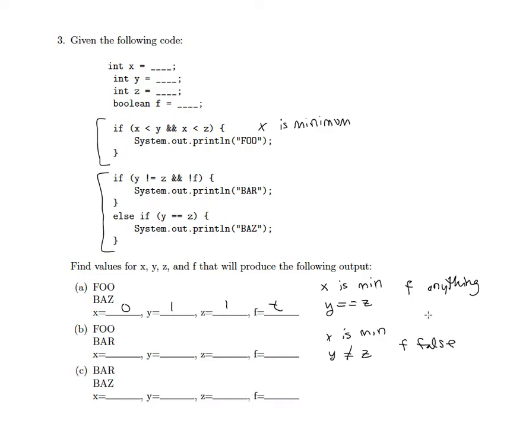That helped me. F has to be false, number 1, that's the easiest one. Y and z can't be equal to each other, and x has to be less than both of those. So let me just make it easy for myself and say 0, 1, 2, and f is false. For the third one, I need bar to print out and bar. So for foo to not print out, x just has to be not the minimum.